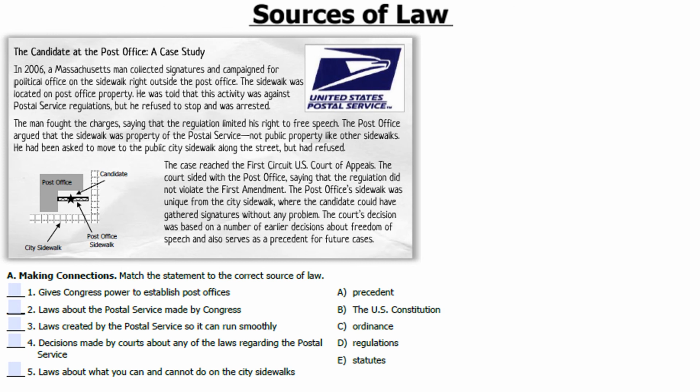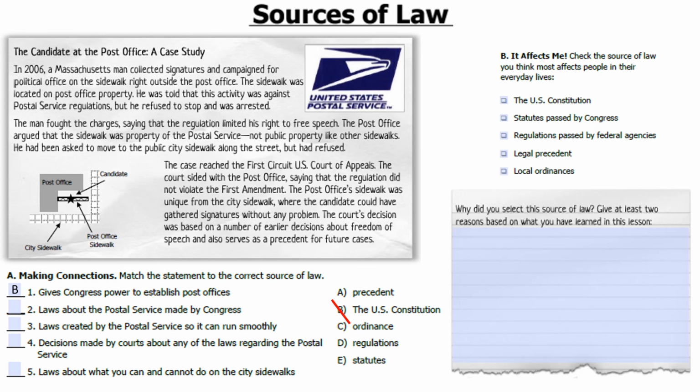Making connections. Match the statement to the correct source of law. So let's do one of these together. Gives Congress the power to establish post offices. Well, that is a power that is found in the United States Constitution. You also have to look for laws about the Postal Service made by Congress, laws created by the Postal Service so it can run smoothly, decisions made by the courts about any of the laws regarding the Postal Service, and laws about what you can and cannot do on city sidewalks. So you have to match those with the correct definition.